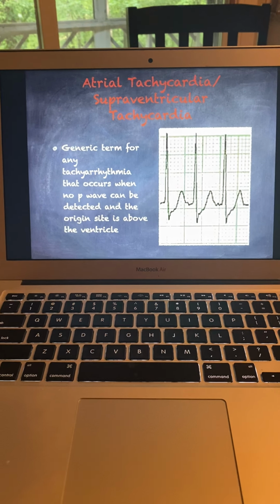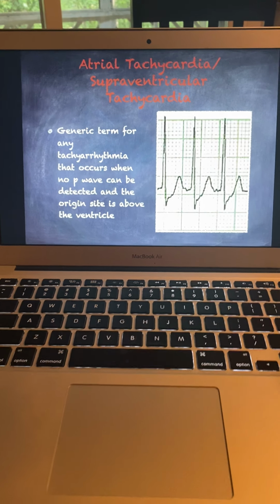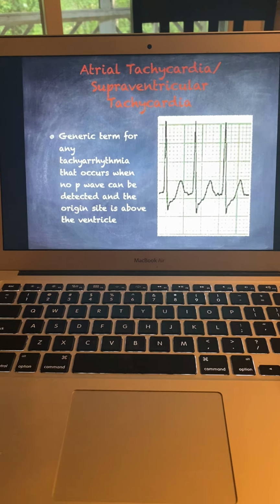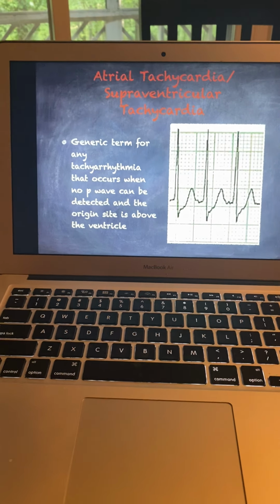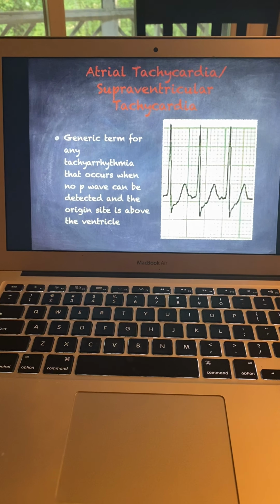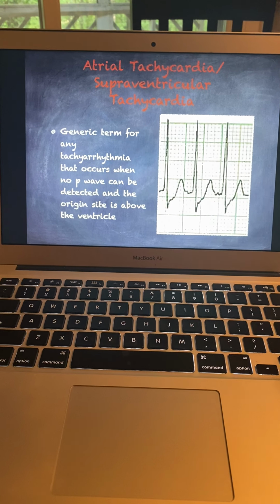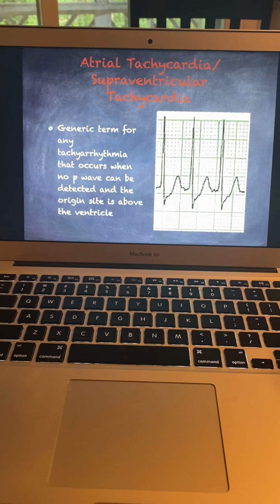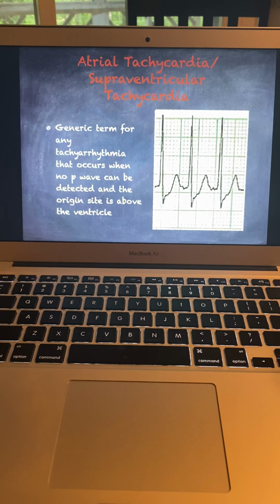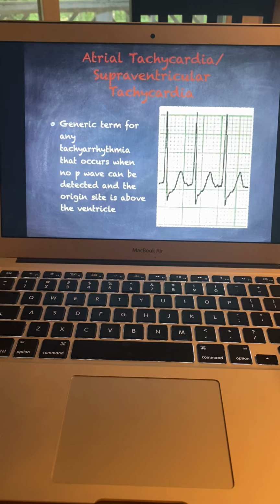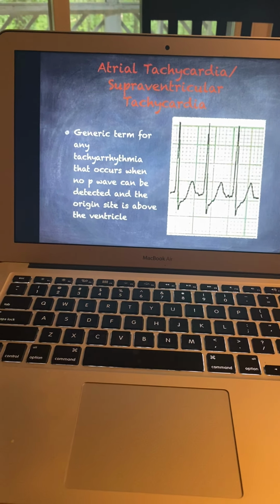Okay, now we're going to be talking about atrial tachycardia and supraventricular tachycardia, also known as SVT. This is a generic term for any tachyarrhythmia that occurs when there is no P wave detected, and it originates at a site above the ventricle. With VTach, we can say that the ventricle is quivering more. With atrial tach and SVT, it's above the ventricle, so it's somewhere within the atria, which is why we call it atrial, and then supraventricular, meaning above the ventricle.